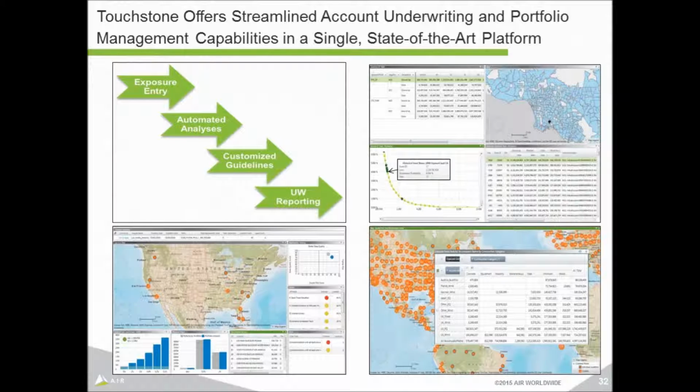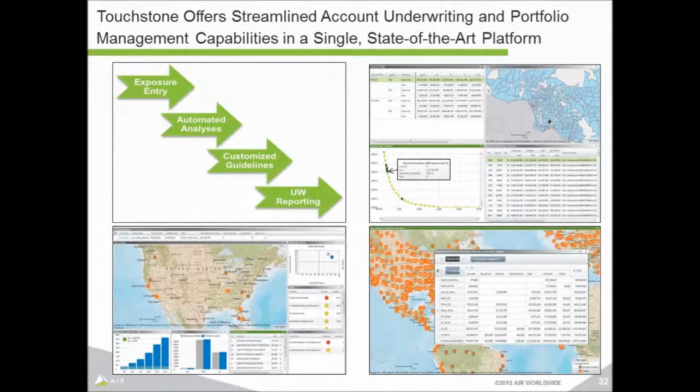As Bill Walker described in the second webinar of this series, the same Touchstone platform also offers portfolio analytics and accumulation capabilities that support a number of critical functions, including managing zonal accumulations, identifying peak concentrations, reporting exposed limits based on internal or external criteria such as AM Best or Lloyd's requirements, evaluating adherence to underwriting guidelines, and assessing losses to catastrophes in real time.